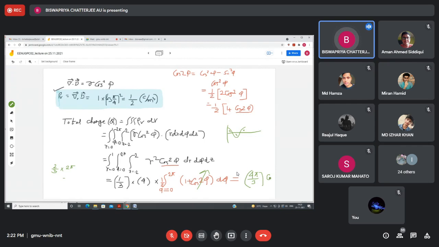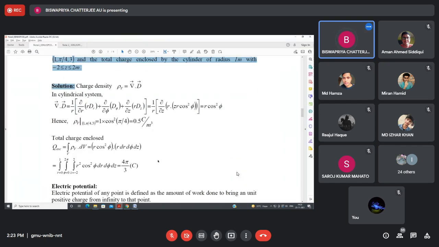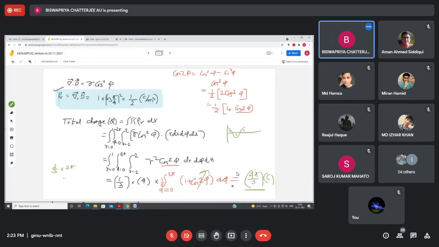The unit is coulomb. So this is the problem, and the answer is 4 pi by 3 coulomb. It is given in this note. So go through this problem, and please let me know if there is any question or not.